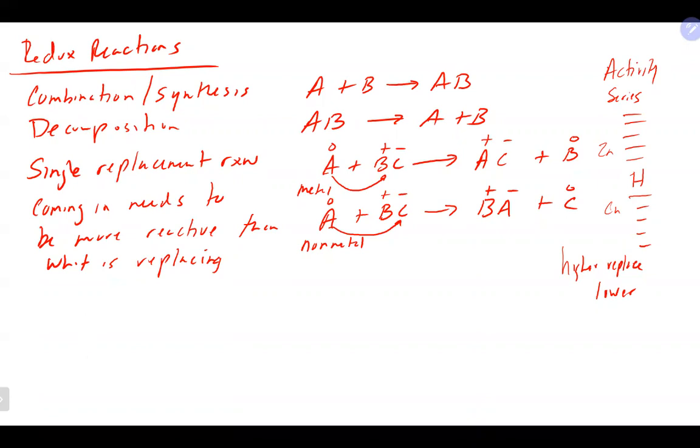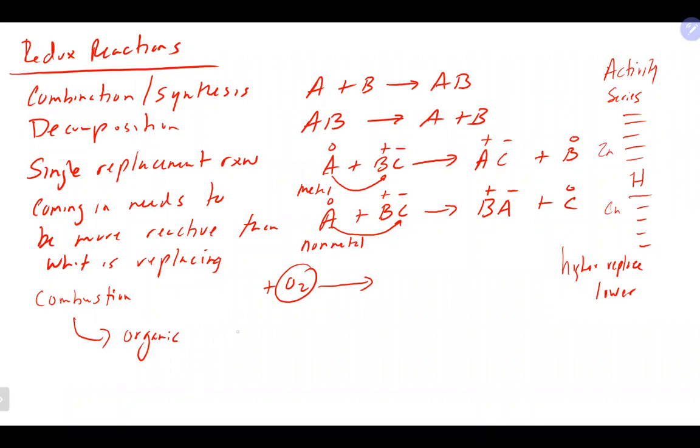Another one that falls really under the redox umbrella is a combustion reaction. And there are really two types of combustion reactions that most people think about. Really, your basic definition of combustion is, frankly, you just need oxygen to be present. So just the presence of oxygen is technically considered a combustion reaction.